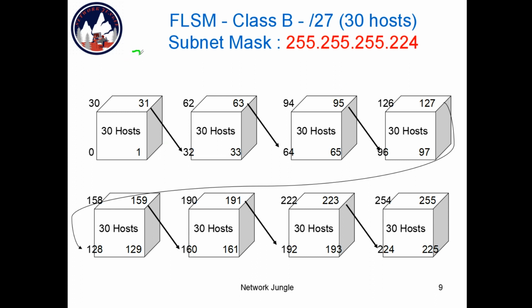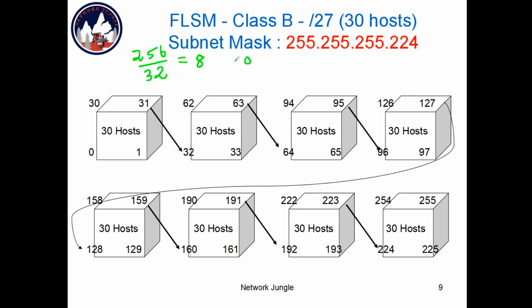Here, in each segment we know there are 256 valid IP addresses. We need 30 hosts. So in each segment we can choose 2 power 5, which is 32. So it can be divided into blocks of 32. How many network segments do we get? That is 8 segments. So 30 into 8, 240, 2 into 8, 16. 240 plus 16, 256.